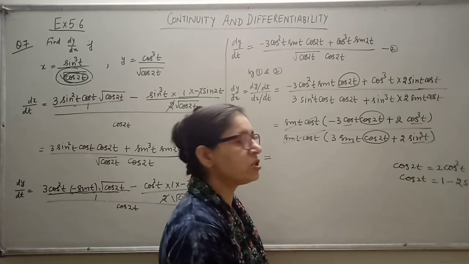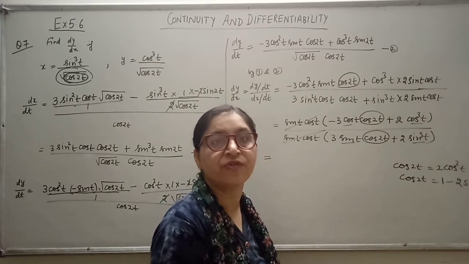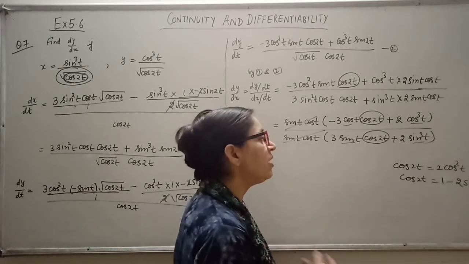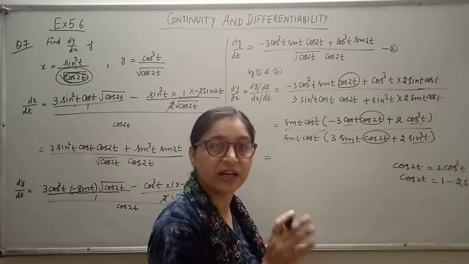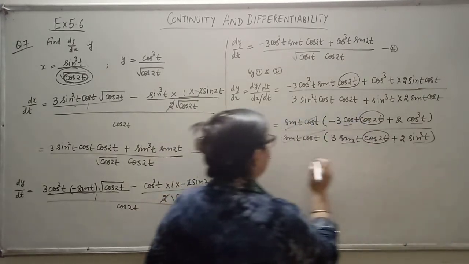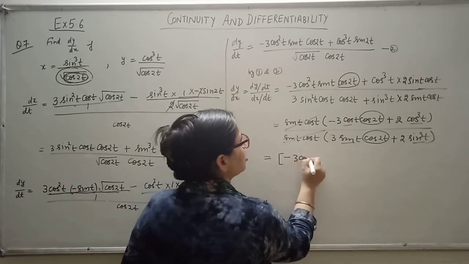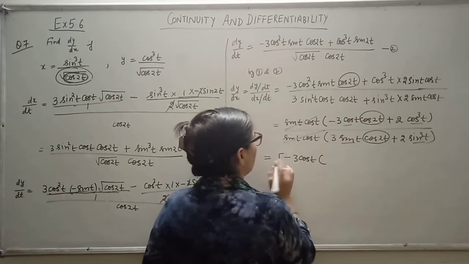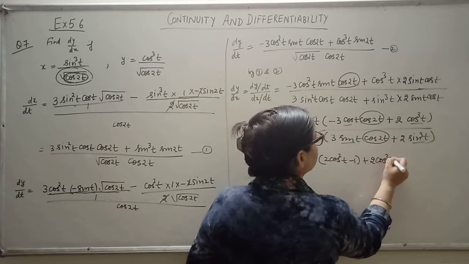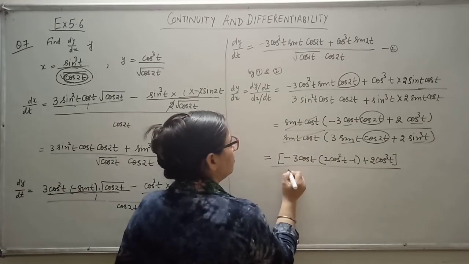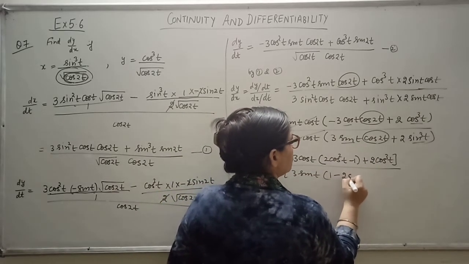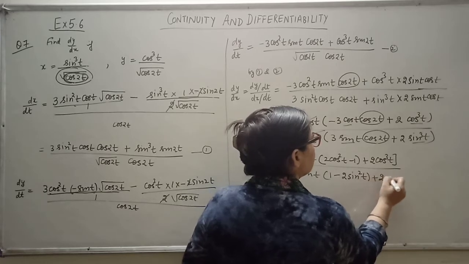We know that cos 2t can be written in terms of tan also, it can be written in terms of sin also, it can be written in terms of only cos also, and it can be written in terms of sin t and cos t both. So here, as per the demand of the question, I will write them. Minus 3 cos t, and this cos 2t will become 2 cos square t minus 1 plus 2 cos cube t, and here it would become 3 sin t, cos 2t in terms of sin, I would write 1 minus 2 sin square t plus 2 sin cube t.